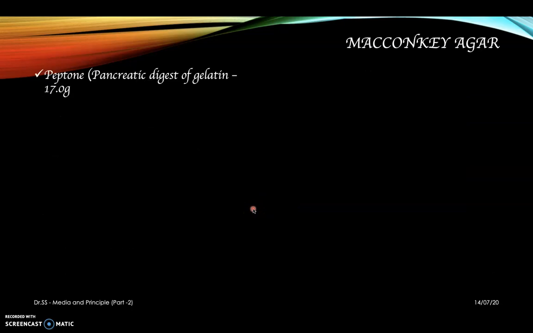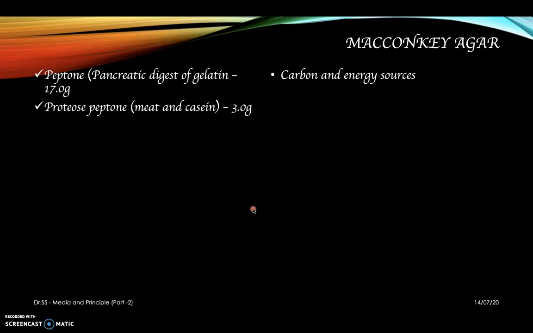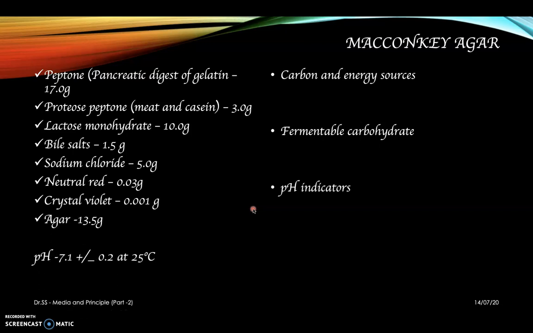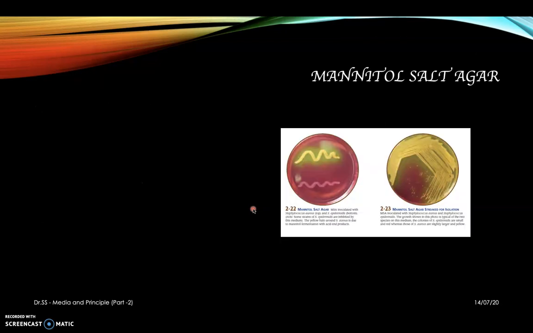So the composition: peptone, pancreatic digest of gelatin, is a carbon and energy source, and protease peptone also. Lactose monohydrate is the fermentable carbohydrate. Bile salts inhibit the gram-positive organisms. Sodium chloride is for the maintenance of osmotic balance. Neutral red and crystal violet are pH indicators. Agar, and pH is 7.1 plus or minus 0.2 at 25 degrees Celsius.